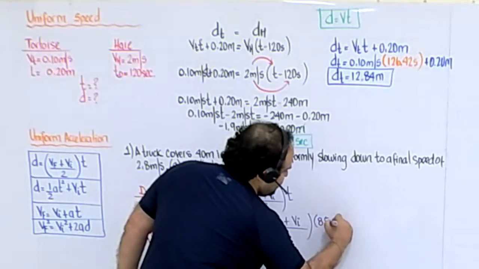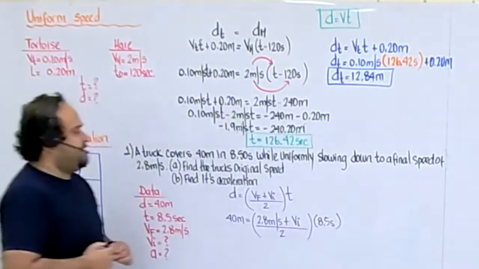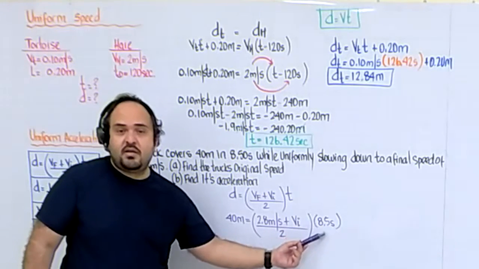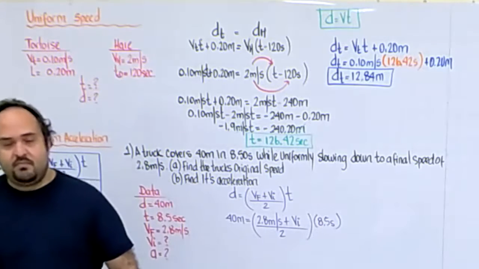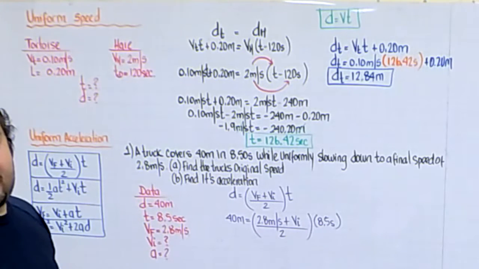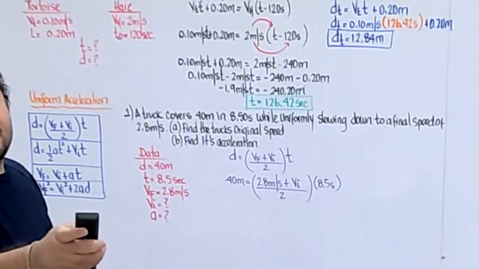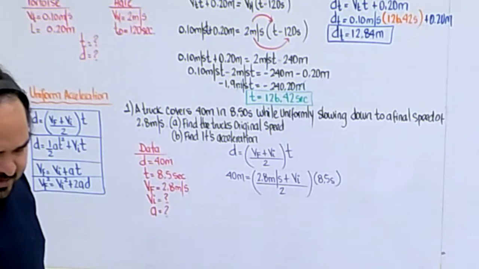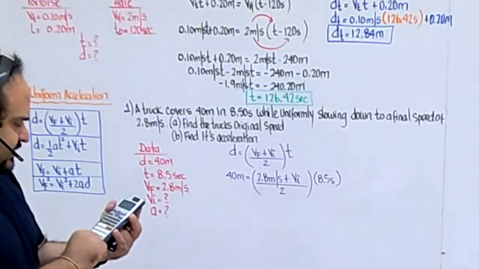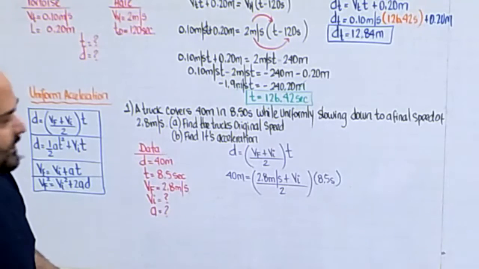If you see, 8.5 seconds. Before we solve for VI, this 8.5 seconds can be divided by 2 perfectly well, because we have a parenthesis. For that reason, we can apply that division. So let's divide 8.5 divided by 2. The answer will be 4.25.